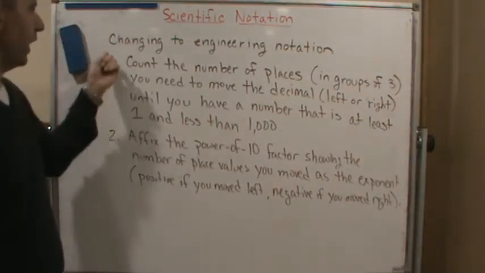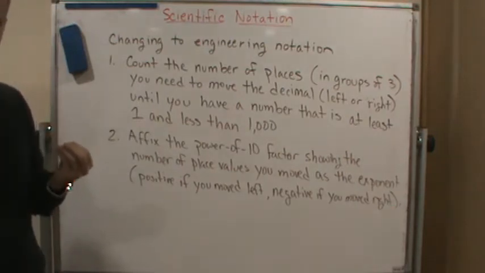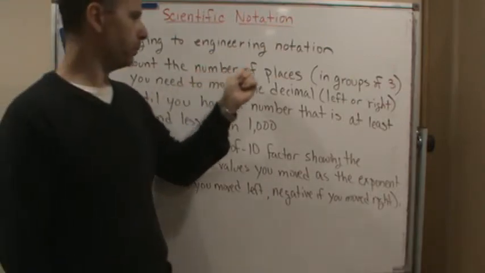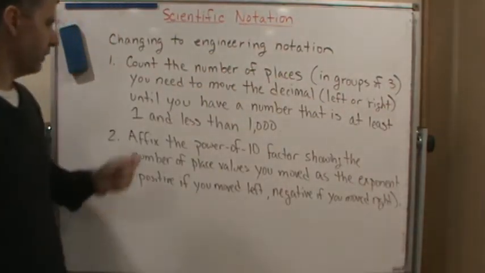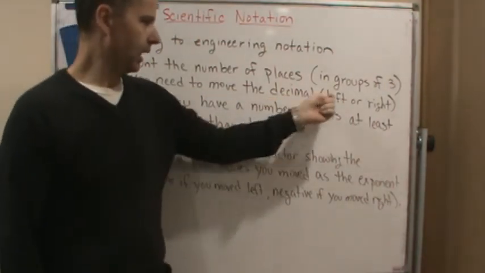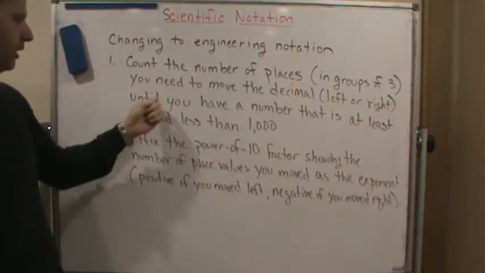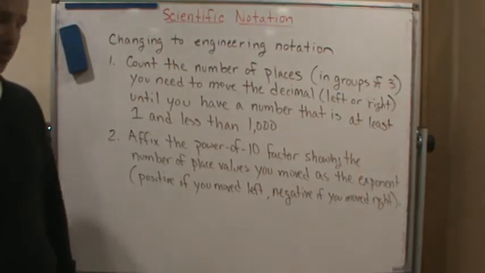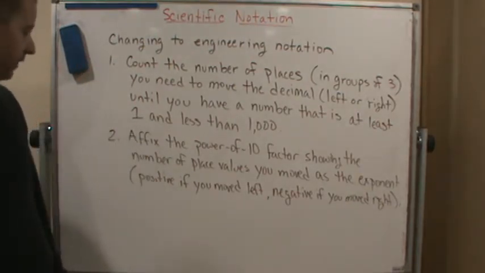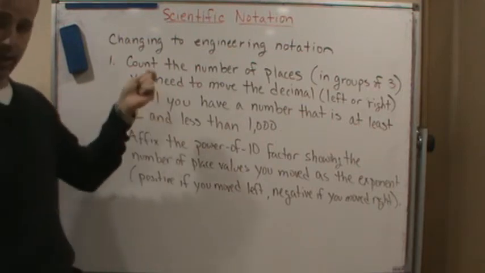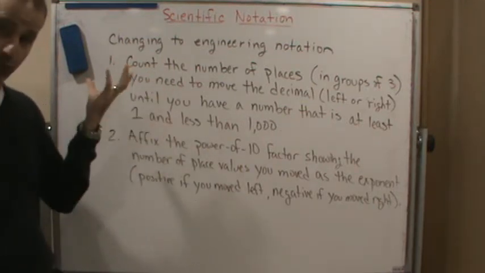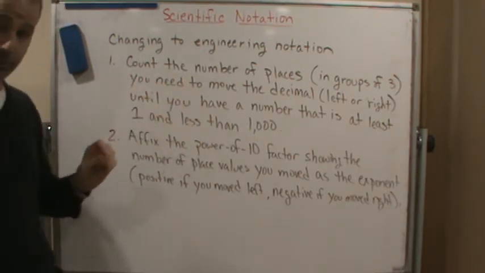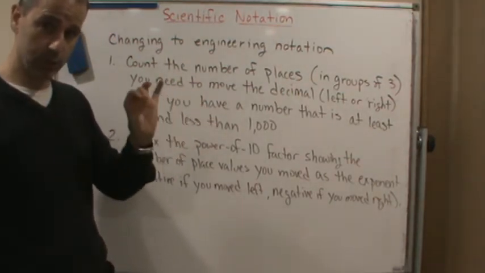To change to engineering notation from standard number notation, all you're going to do is count the number of places, in groups of 3, that you need to move the decimal point left or right until you have a number that is at least 1 and less than 1,000. So that's step 1. After you move the decimal point and count the number of places you moved, make sure it's groups of 3. It has to be groups of 3.